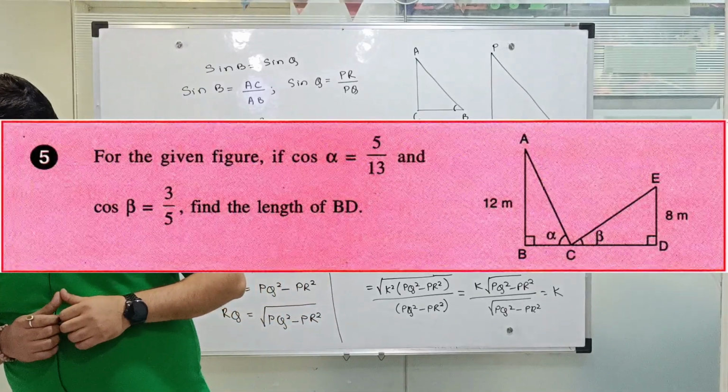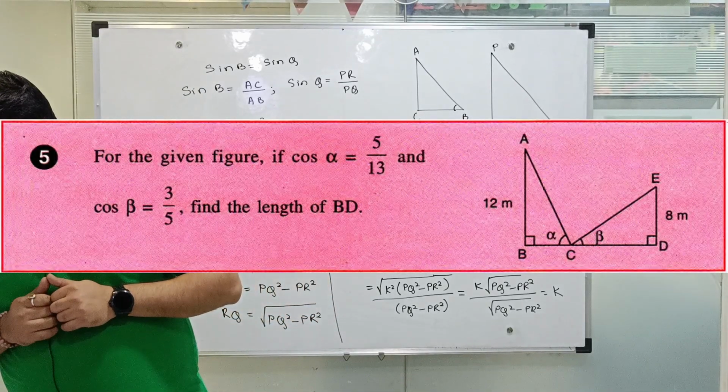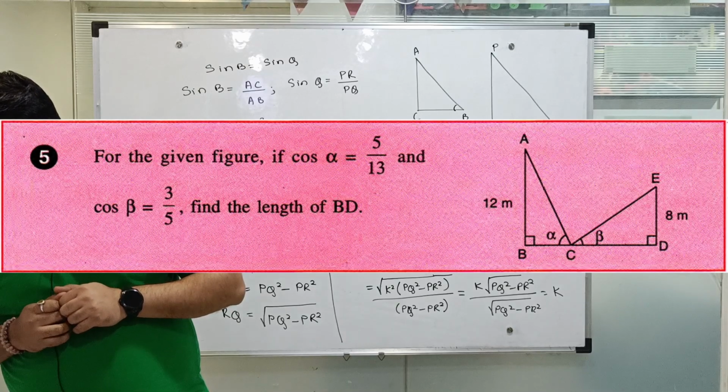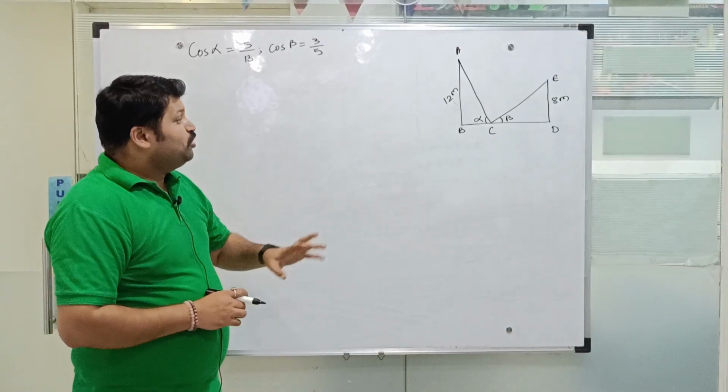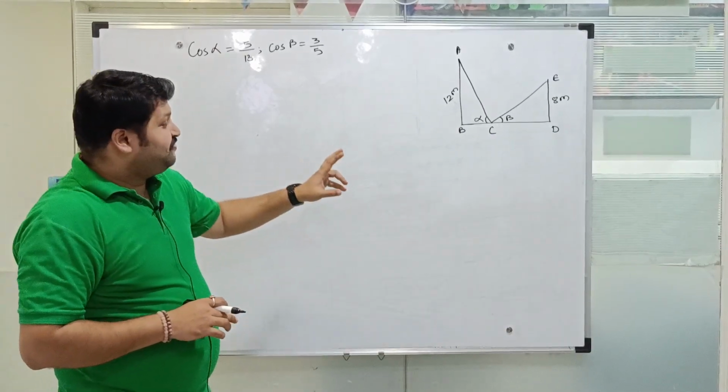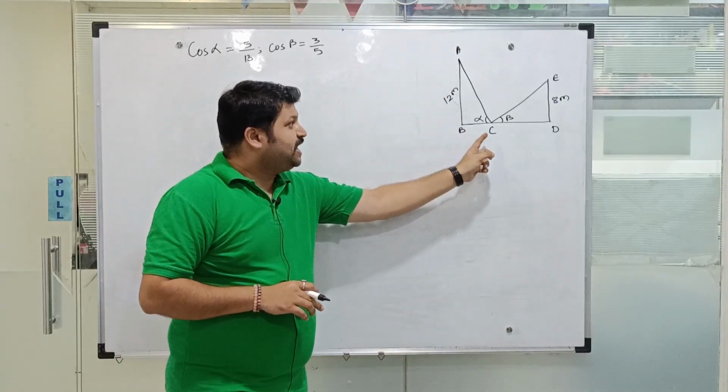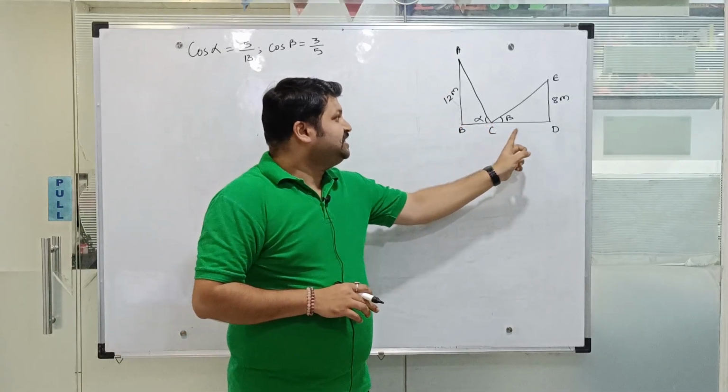For the given figure, if cos alpha is 5 by 13 and cos beta is 3 by 5, then find the length of BD. So what is given here is we have two triangles, triangle ABC and triangle CDE.